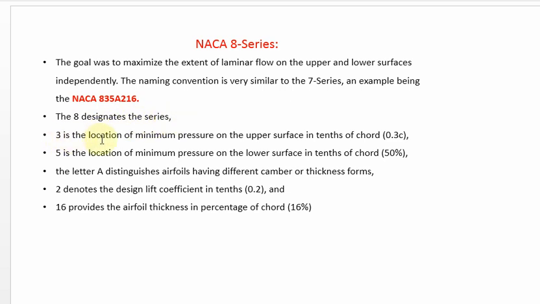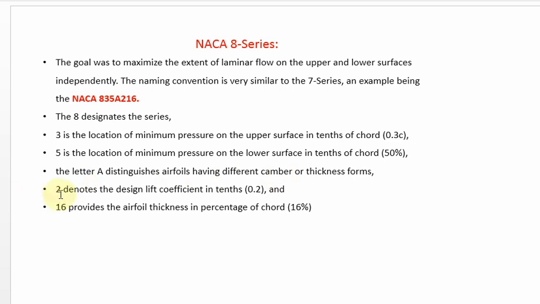The 3, in the location of the second digit, is the location of the minimum pressure on the upper surface in tenths of the chord. Then 5 is the location of the minimum pressure on the lower surface in tenths of the chord, as in the previous case. Then the letter A denotes the aerofoil having different camber or thickness forms. There are so many series, so here we are taking the A series.